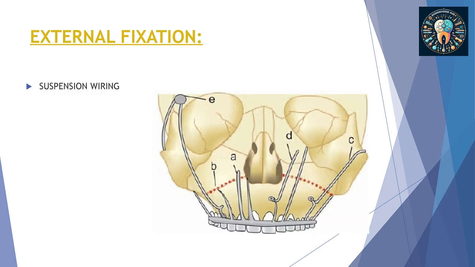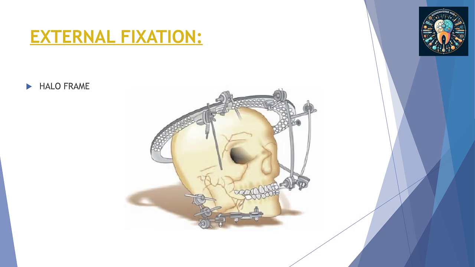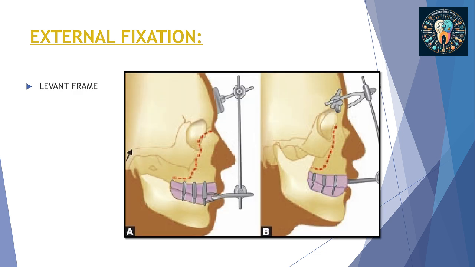After that, another station could be about the external fixation techniques, in which the clinical pictures or the picture of the technique would be given and you will be asked about it. So first of all, you can be asked about the suspension wiring, and then you can be asked about the halo frame, the Levant frame. So these were some external fixation techniques that might come in your OSCE examination, and you need to prepare them very well.